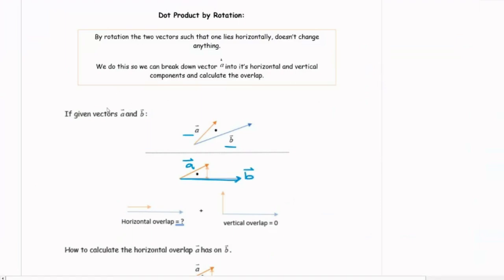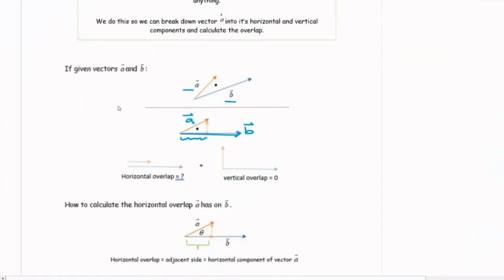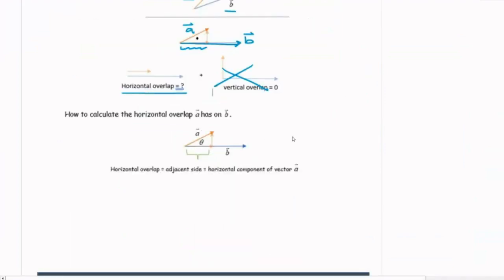Okay. So what we want to see is what horizontal overlap, because this is the part that's going in the same direction as vector B. We want to take that horizontal overlap right here, or horizontal component of vector A, and multiply it to vector B. So this is the piece that we're looking for. We're looking for the horizontal overlap. The vertical overlap has no common direction, so we're just going to wipe it out. Okay, how do we calculate that horizontal overlap?